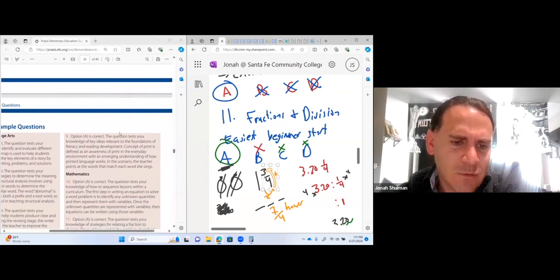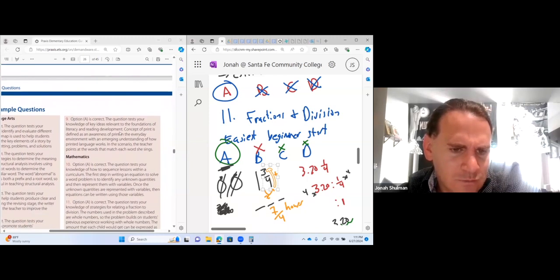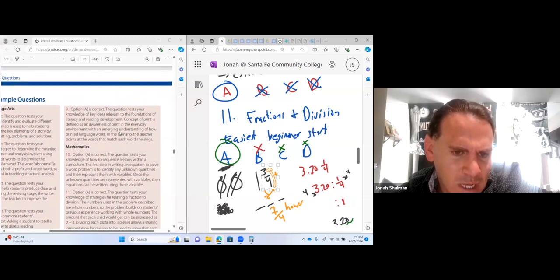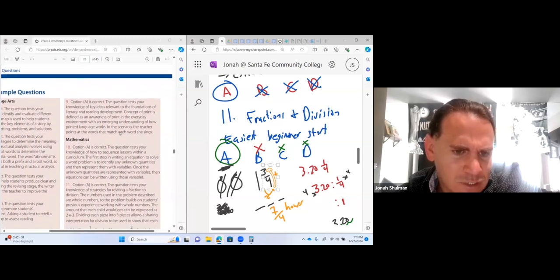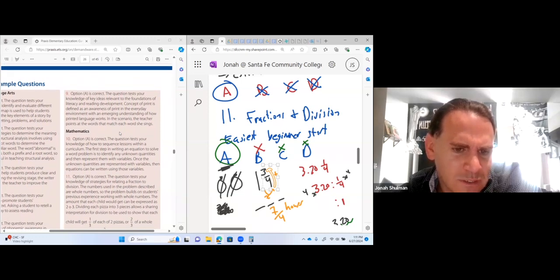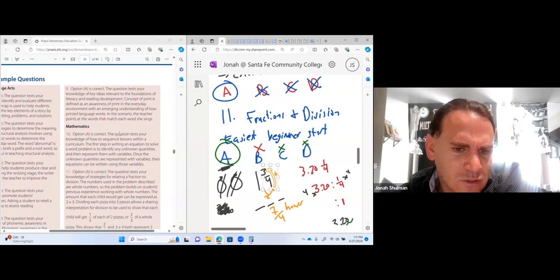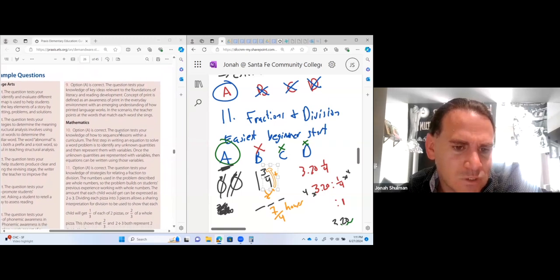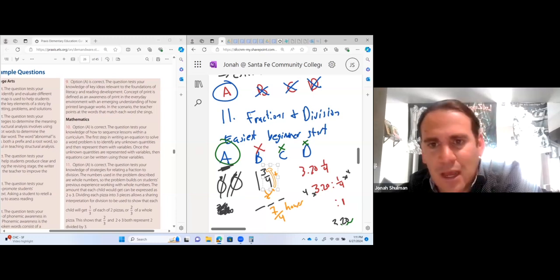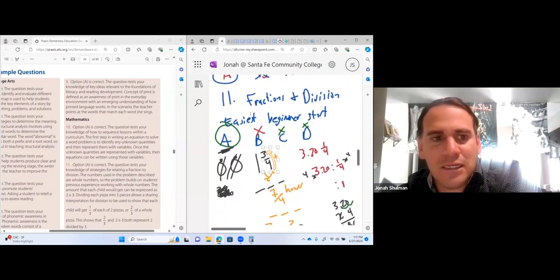Mathematics, the first one is A. Second one is A. Knowledge of division. The numbers used in the problems described are whole numbers. That's what I said. So the problem built on students' previous knowledge. 2 divided by 3 allows sharing for interpretation. The students will get 1/3 for each of the 2 pizzas, or 2/3 of a whole pizza. This shows that 2/3 and 2 divided by 3 represents 2/3. Sweet. I got it right. I like it, and I got the math right.